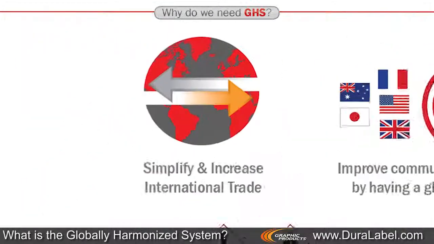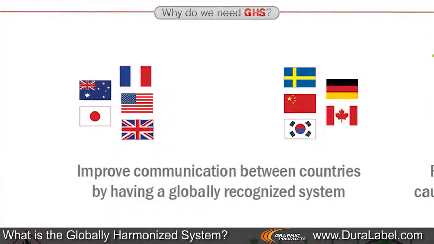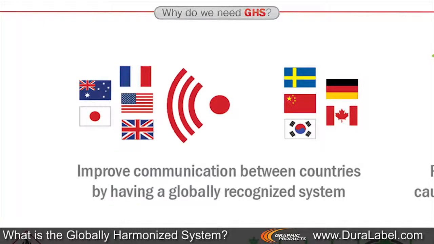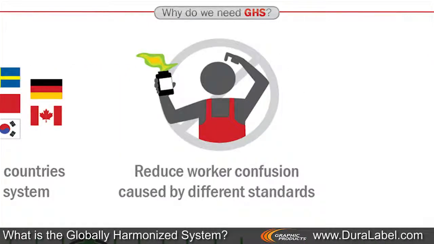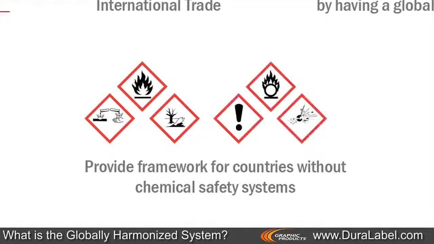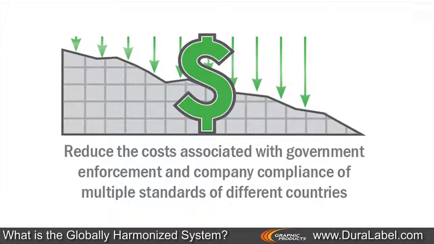GHS helps to simplify and increase international trade, improve communication between countries by having a globally recognized system, reduce worker confusion caused by different standards, provide framework for countries without chemical safety systems, and reduce the costs associated with government enforcement and company compliance of multiple standards of different countries.